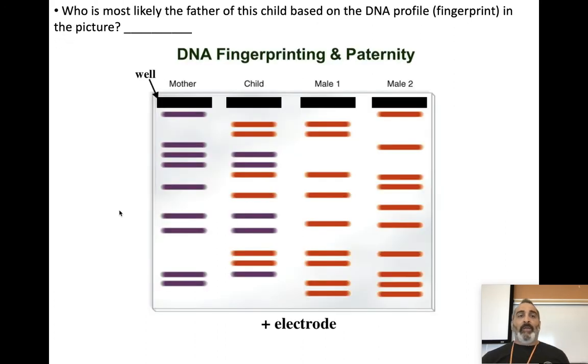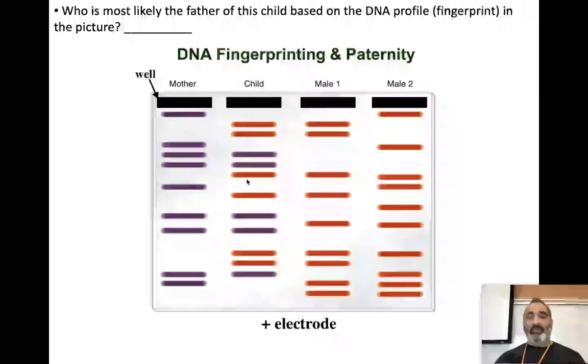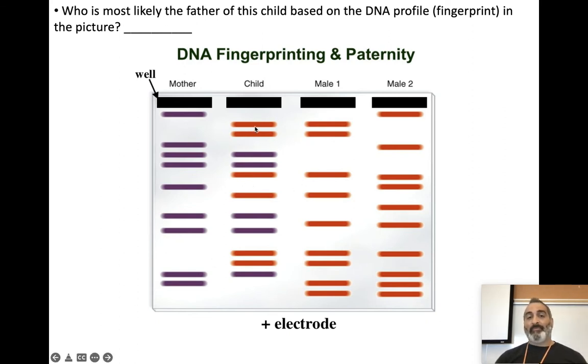All right. This question is, who's most likely the father of this child based on the profile or fingerprint in the picture? So if you look at a child's DNA, it is a combination of mom and dad's. Now, on a DNA profile, it will not be an exact 50-50 match. So let me give you an example. Child has 1, 2, 3, 4, 5, 6, 7, 8, 9, 10, 11 pieces that are visible. You can't even divide that in half. So it's not like one can have 5.5 of the pieces and one can have 5. So if you notice, the red is from the possible father.